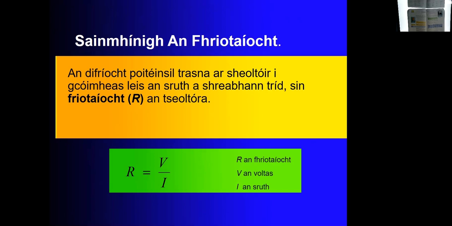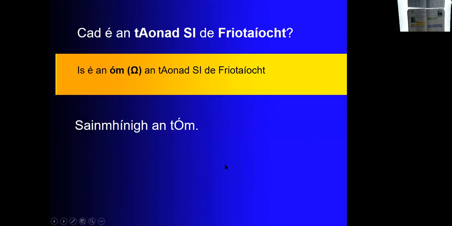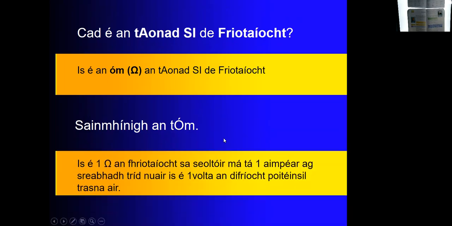The last two facts are used to define a new quantity called the resistance of a conductor. Resistance is V divided by I. Resistance is measured in ohms, the Greek letter omega, which is the SI unit of resistance. So what is the ohm? 1 ohm is the resistance of a conductor when 1 amp flows through it with a potential difference of 1 volt.